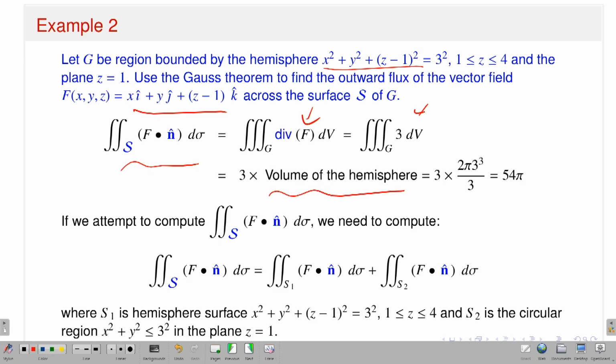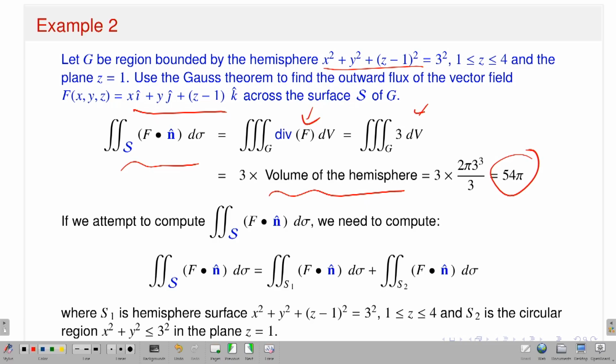So this will be the volume of the hemisphere. The total volume of the sphere is 4/3 pi times 3 cube, but I am talking about the volume of the upper hemisphere. This should be 2/3 of that, and you end up with 54 times pi. This is one of the ways.